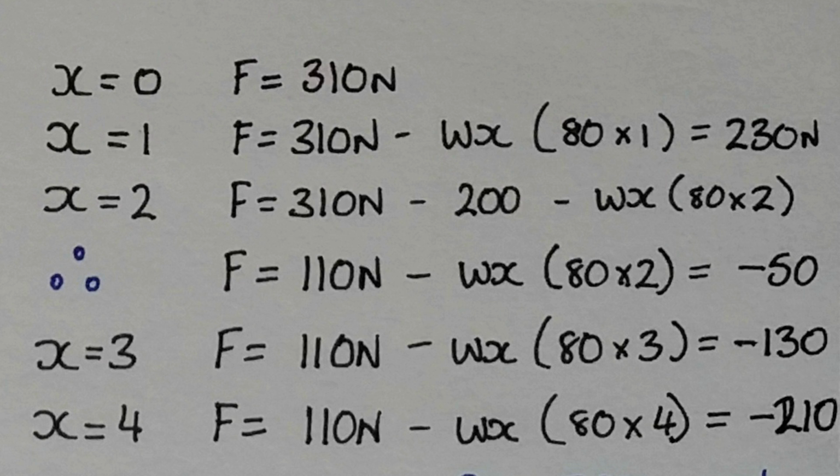Move down to the third meter. Instead of writing the 310 minus 200, etc., we just keep it 110 newtons minus 80 times 3, which gives you minus 130. Then we move on to the final edge of the beam, which is the right hand edge. So you have 4. 80 times 4, 110, it gives you minus 210 newtons.